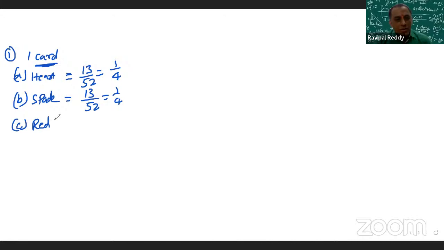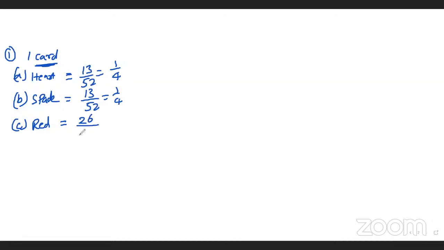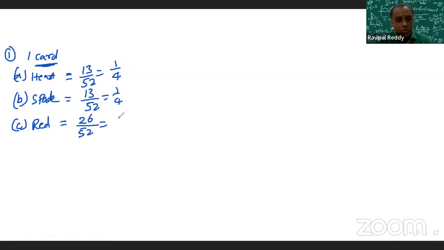How many red cards are there in a pack? Tell me. Heart symbol 13 cards. Yes, very good, 26 cards. So heart symbol 13, diamond symbol 13. So 13 plus 13, 26 cards are there. 26 by the total number of cards in a pack, 52. It is 1 by 2. 1 by 2 is the right answer. Next question.